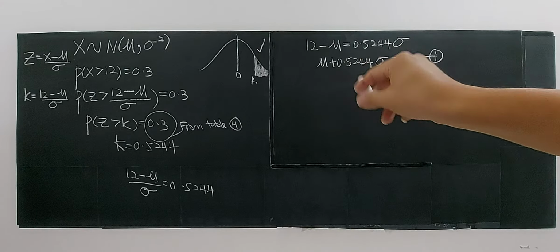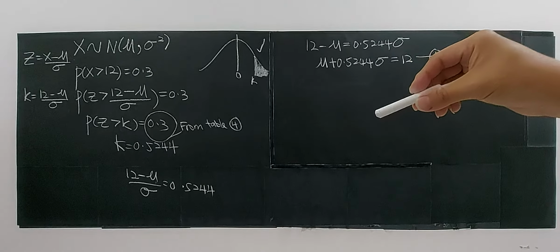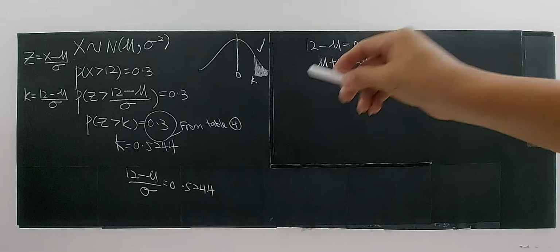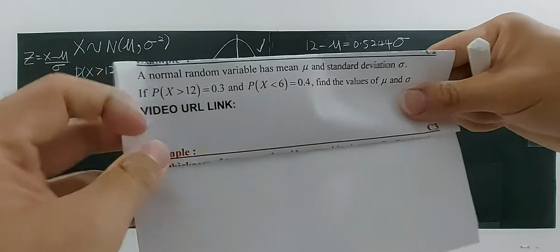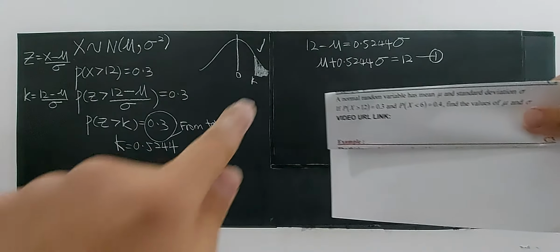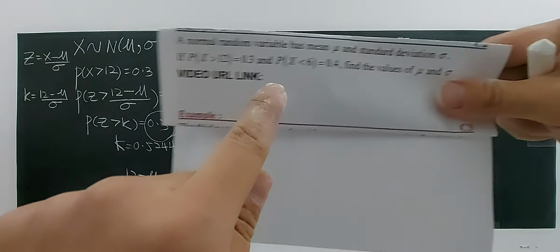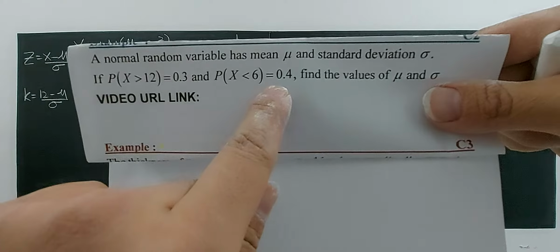But there are two unknowns here, so we need another equation in order to find the value of the mean and standard deviation. It comes from the information in the question. The first equation came from P(X more than 0.3), which I have already explained to you. So now we look at the probability of X less than 6 is 0.4.